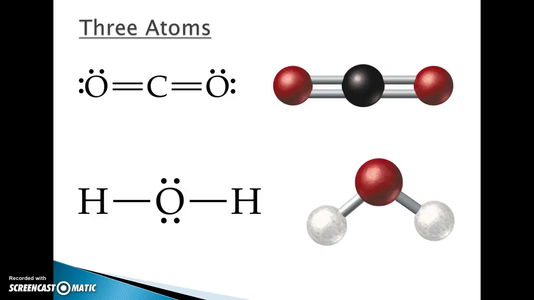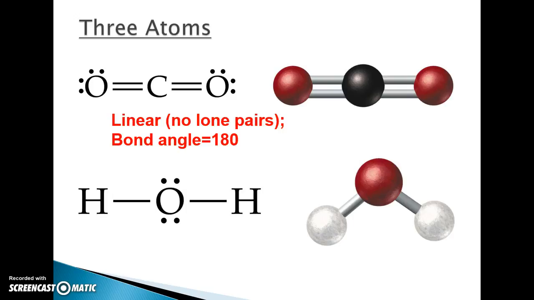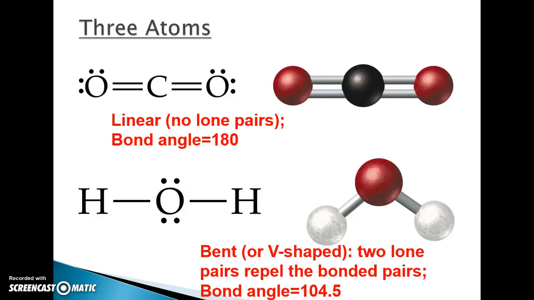Now, when we look at carbon dioxide, we see that there's no lone pairs in the central atom. Okay, so this is going to be linear, and it'll have a bond angle of 180 degrees. Water, on the other hand, has 2 lone pairs in the central atom, and these are going to repel the bonded pairs. Okay, so the bond angle here would be 104.5 between the 2 bonds.